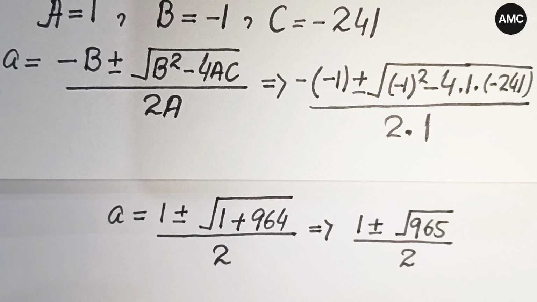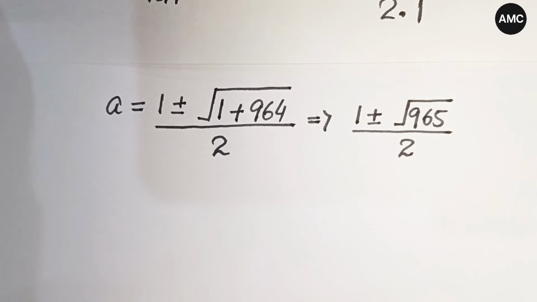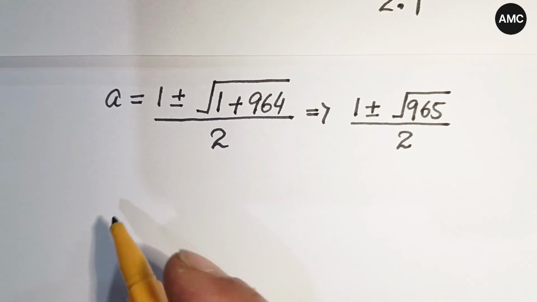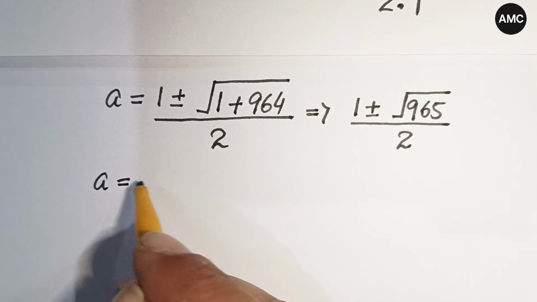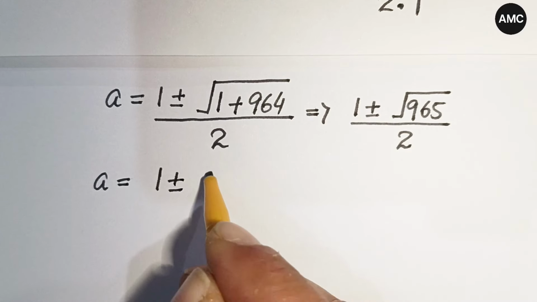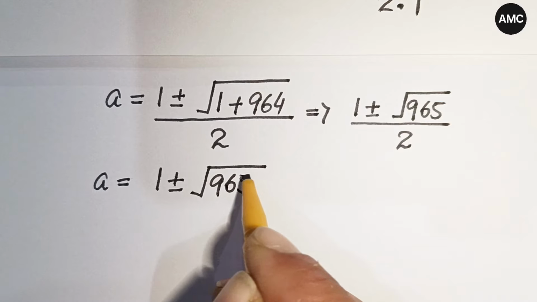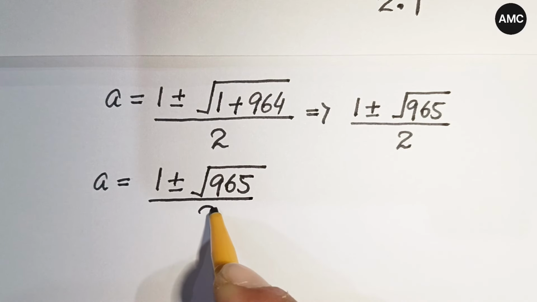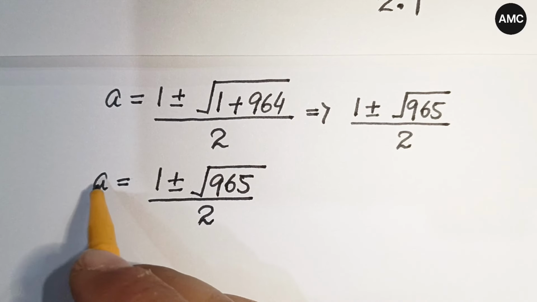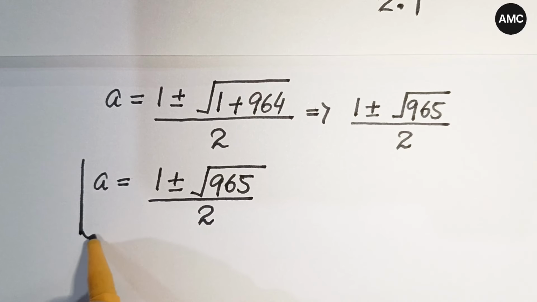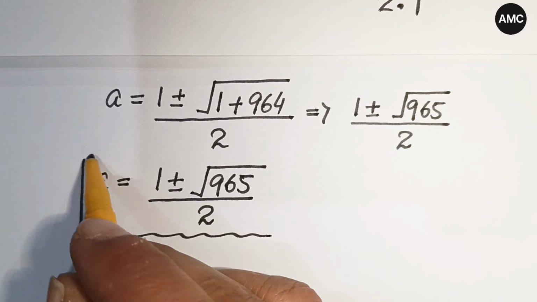Now we have two values of a, that is a is equal to 1 plus minus square root of 965 all over 2. So here we have two values of a.